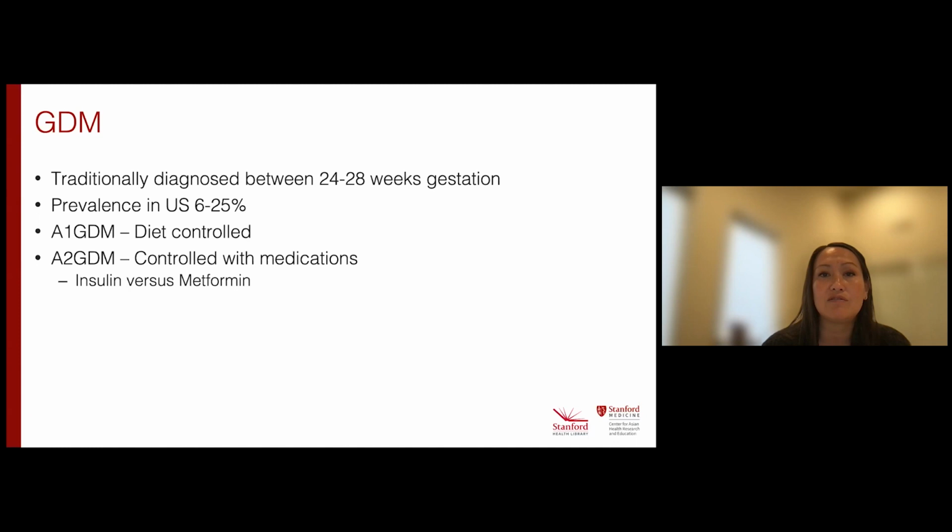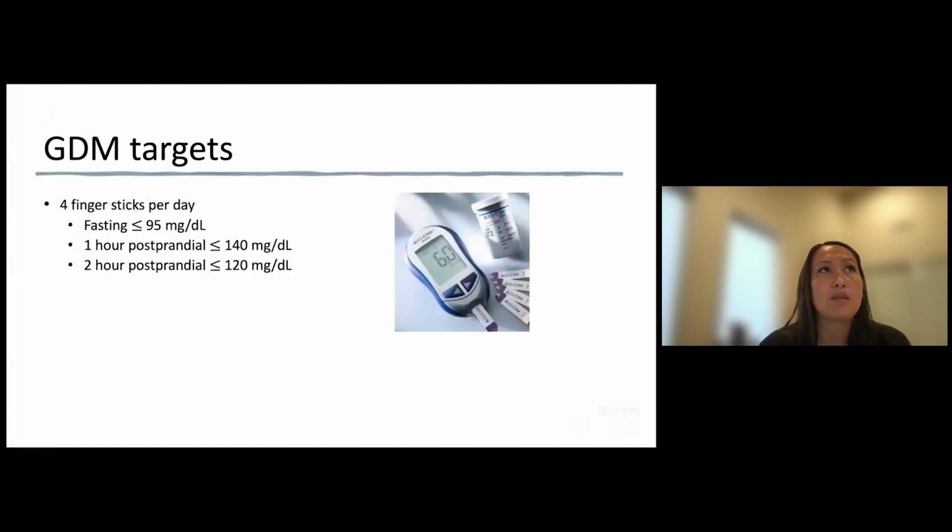The first line medication for us is always insulin. But if someone is unable to take insulin or they're not a good candidate for insulin, then the second line medication would be metformin, and then a third line would be glyburide. Those are the three mainstays of medication management in gestational diabetes.